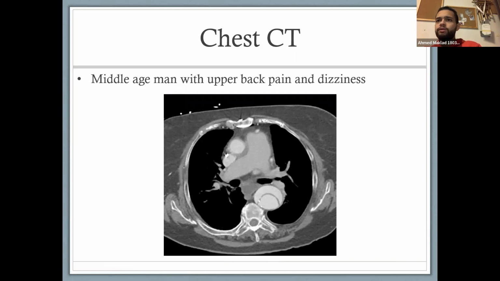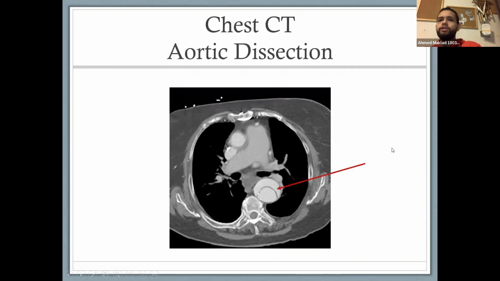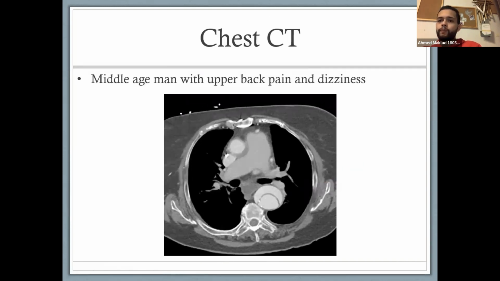It depends on the dissection, all right? Because there are two types of dissection. You have type A and type B. Type A involves the ascending aorta. And if a dissection involves the ascending aorta, this is a surgical emergency, right? And this patient needs to go to the emergency right now.